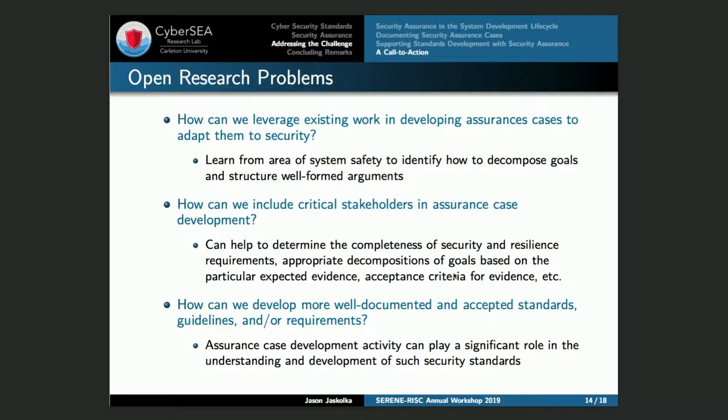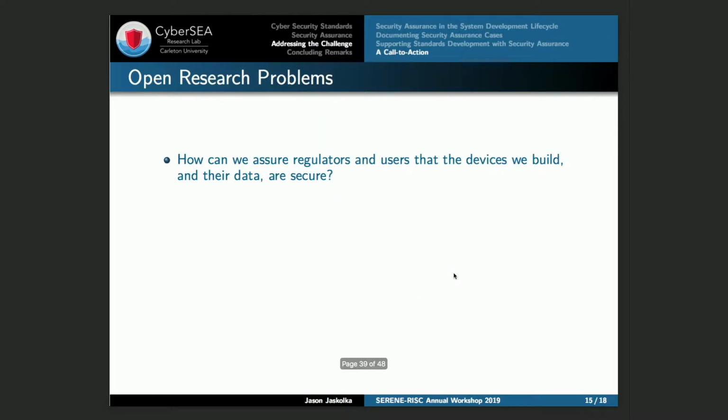And when we start bringing all of this back together, it's how can we use this information to develop those more well-documented and accepted standards, guidelines, and/or requirements. And what I'm really pitching is that the assurance case development activity can play a significant role in understanding how to develop these kinds of cybersecurity standards.